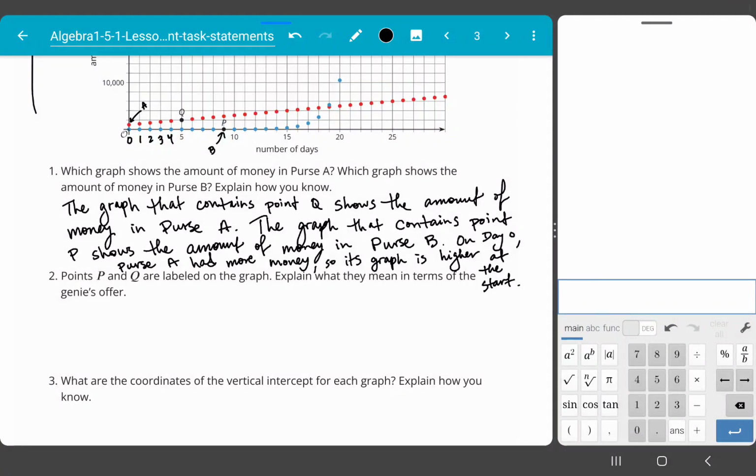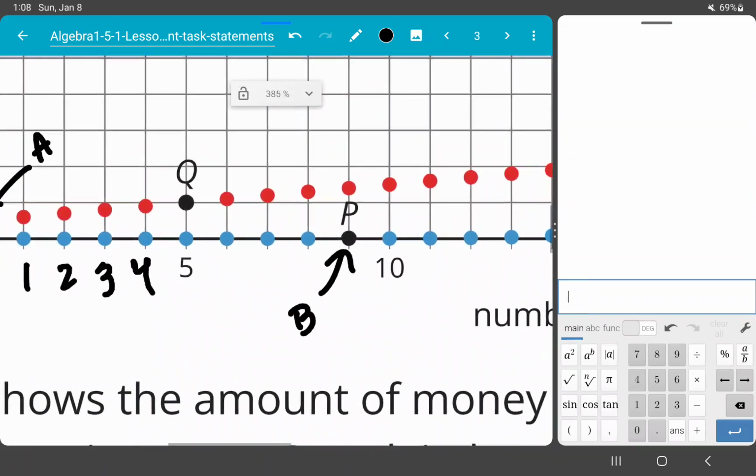Points P and Q are labeled on the graph. Explain what they mean in terms of the genie's offer. Okay, so in order to explain what these mean, we need to know the x and y values of P and Q first. So let's go ahead and look at these a little bit more closely.